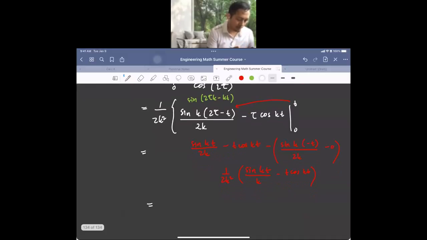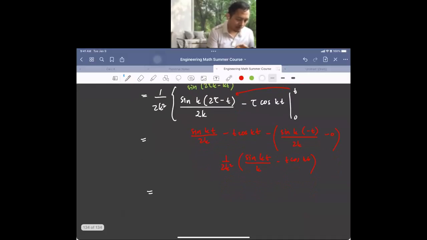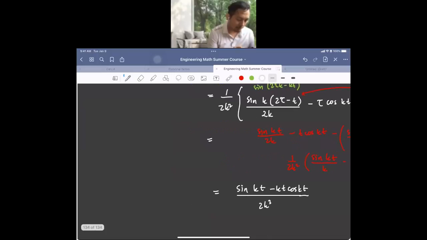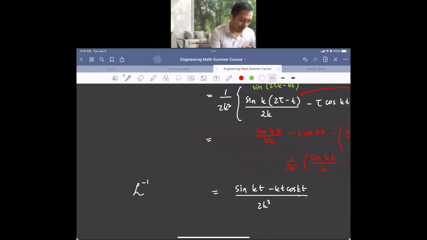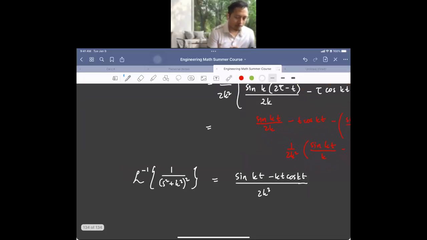Okay, that's supposed to be this. So we can have sine kt. Let me just divide with 2k cubed, and then this will have another k inside to make it happen. So this just multiplies with k cos kt. So this will be the Laplace inverse of 1 over s squared plus k squared, squared.